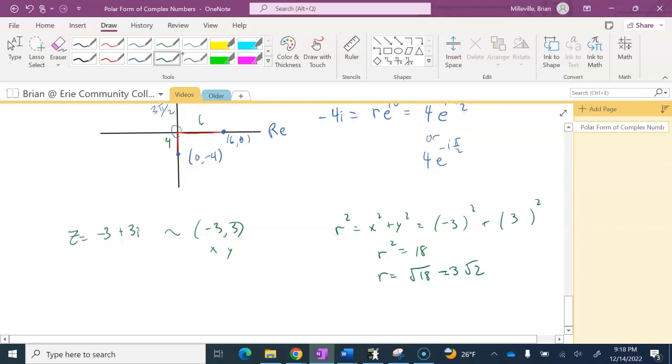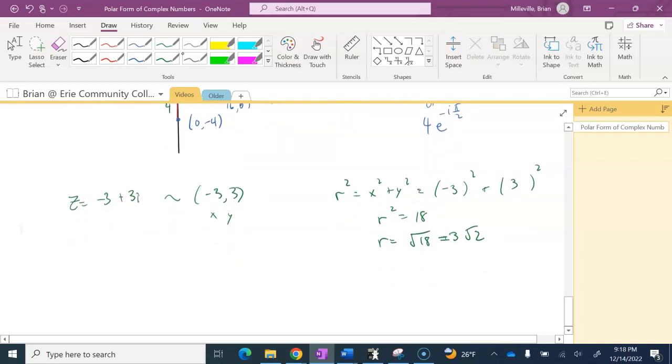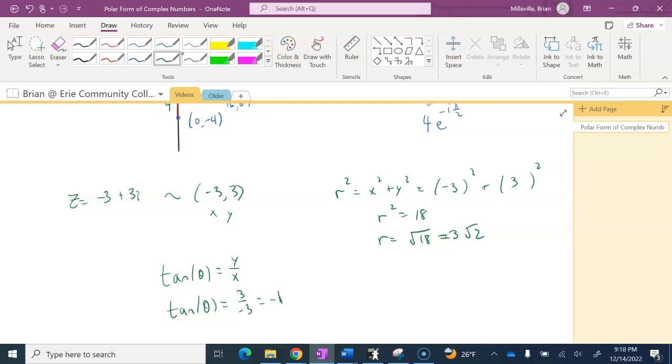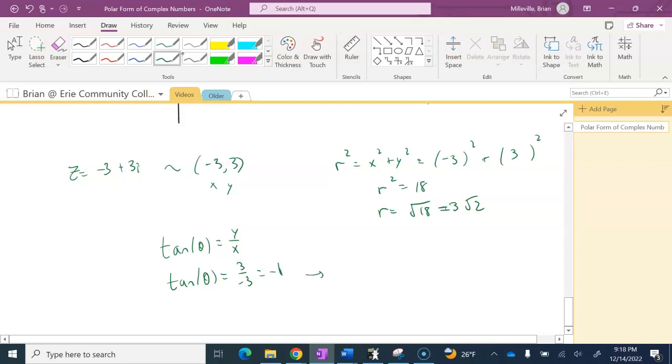Okay, now we have to think about the angle. Remember, tangent of theta is equal to y over x. So if we put in our y value and our x value, we get 3 divided by negative 3, which is negative 1. Now what we want to do here is solve for the angle theta, so we would think about taking the inverse tangent. To isolate theta, we would take inverse tangent of each side to cancel the tangent out, which would be inverse tangent of negative 1. Now, if we compute that, we're going to get negative pi over 4.